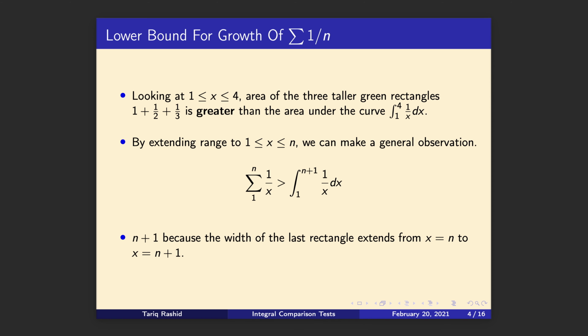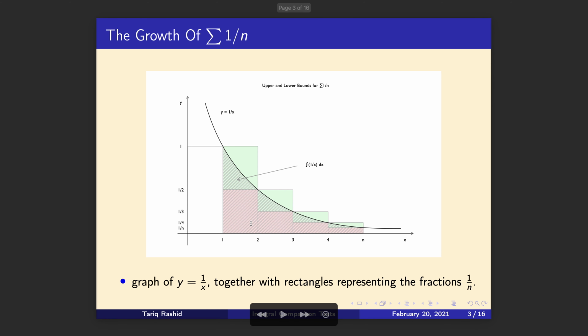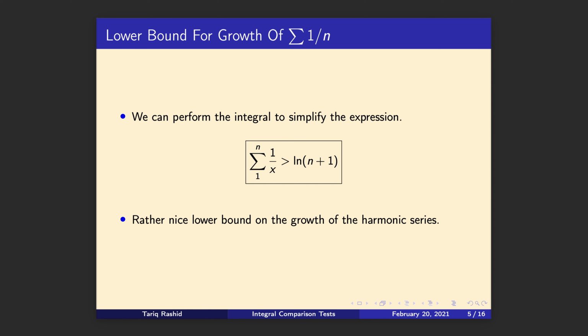It's easier to see with a smaller range. So if we were doing 1 to 3, 1 over 1, 1 over 2, 1 over 3, these three rectangles, the area under the curve is from 1 to 4. That's why it's n plus 1. So from 1 to n plus 1, because we're looking to the right of each rectangle, each x that starts the rectangle. And that integral is really easy to perform.